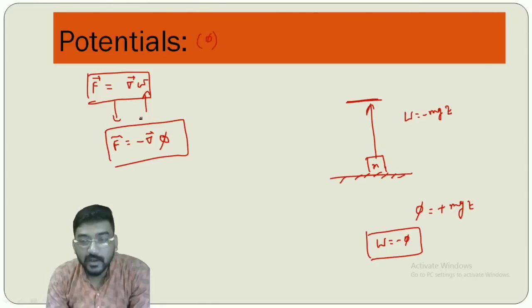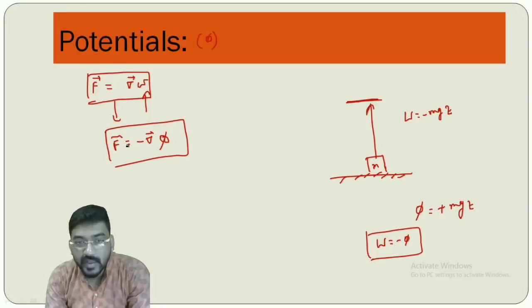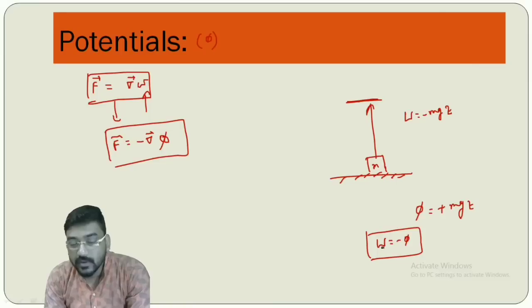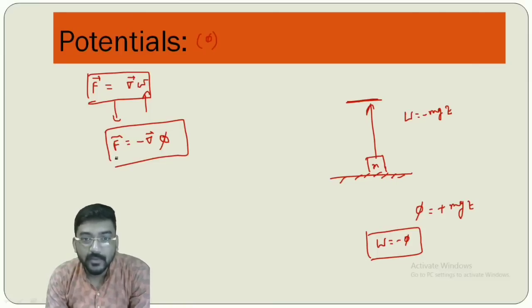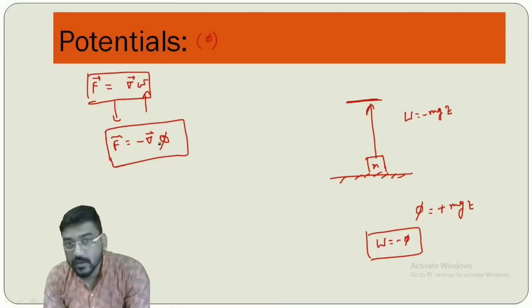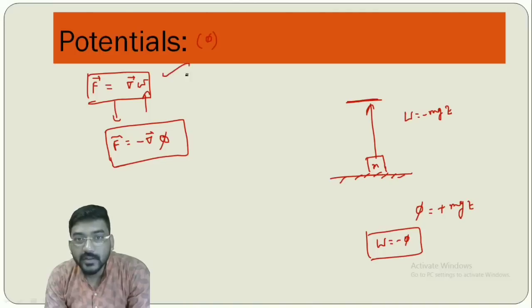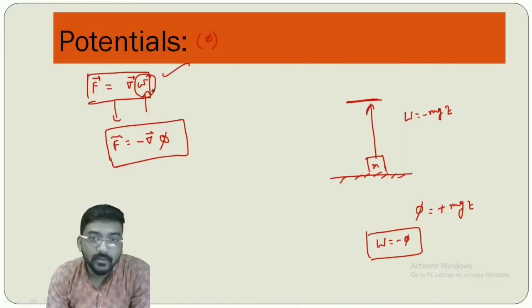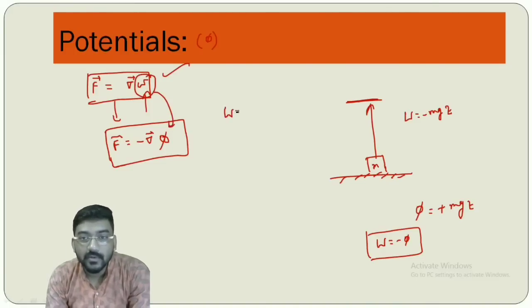I will explain it later on also. But at this stage it is sufficient to know that phi is equal to minus w, or w is equal to minus phi, so f is equal to minus gradient of phi. So if you want to find out the potential, then it is necessary to find out w. Whenever you can find w, you can easily find out phi, because w is equal to minus phi.